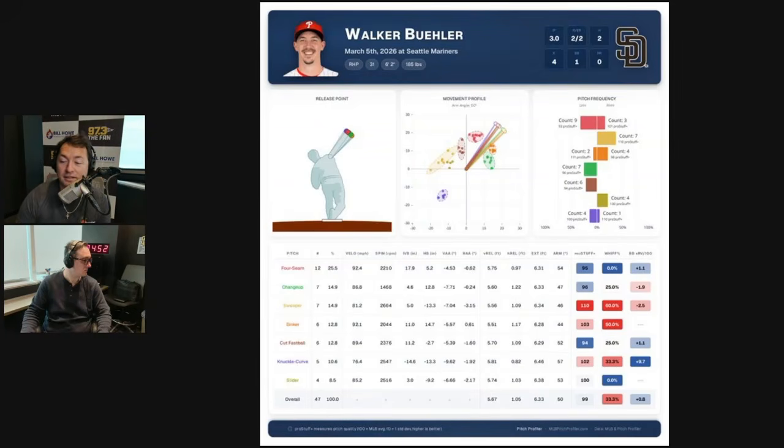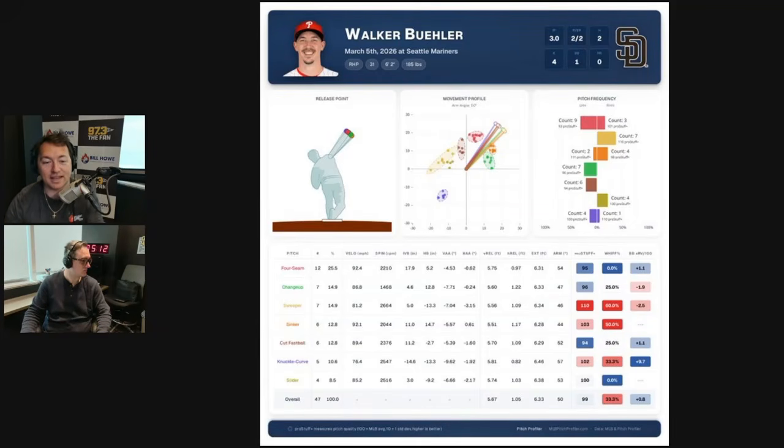He had 2,664 RPMs on his sweeper, which is strong spin for a sweeping slider. His knuckle curve, 2,547 RPMs. That's solid curveball spin out of the knuckle curve, which is good news for Walker Buehler. So far, spin rates look really good, but the fastball velocity wasn't great.